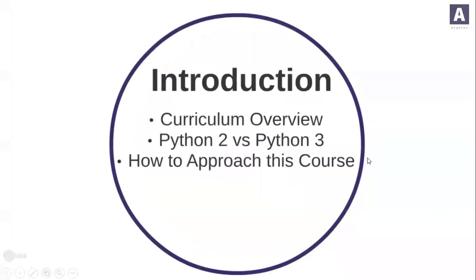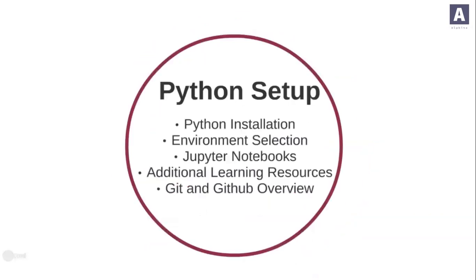So course overview. Basically first we'll have our curriculum overview, and then we'll see the basic difference between Python 2 and Python 3. Okay, then the third thing is how to approach this course. Next we'll see the Python setup. Okay, how to install Python, sorry, the environment selection, Jupyter notebook, what is that? Then additional learning resources will be provided after every class, and then the Git and GitHub overviews will be given.